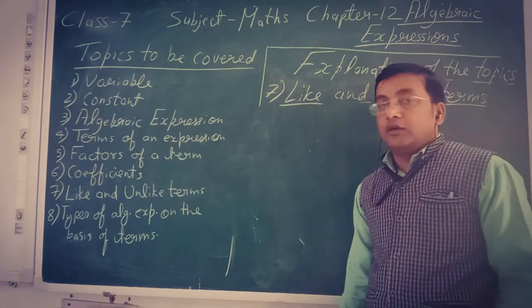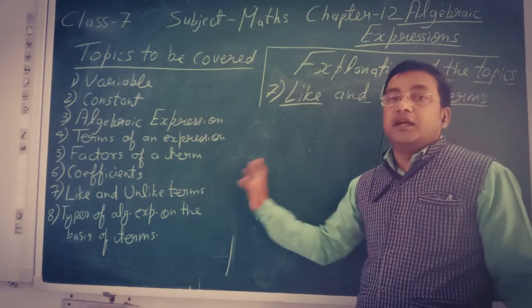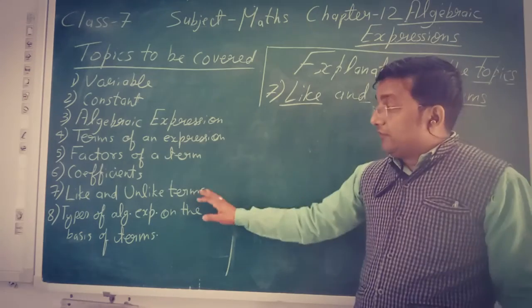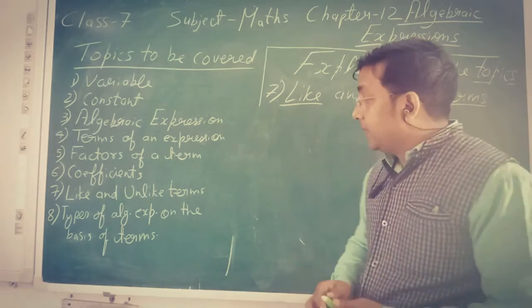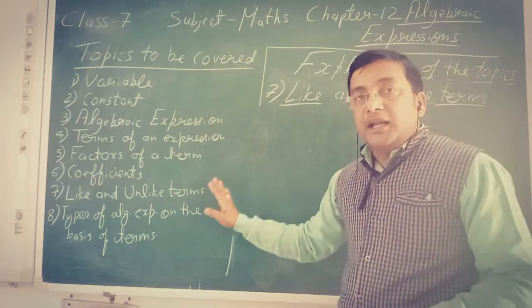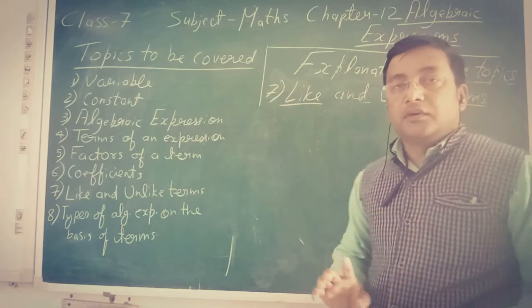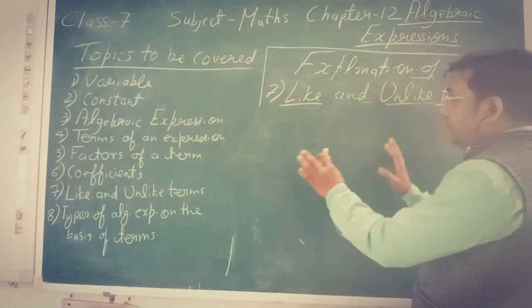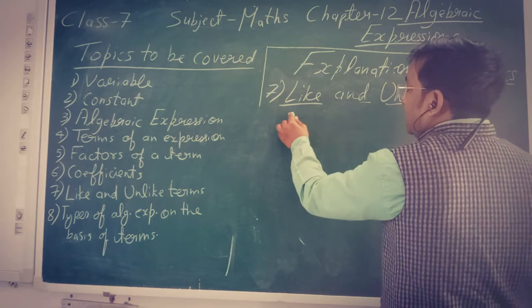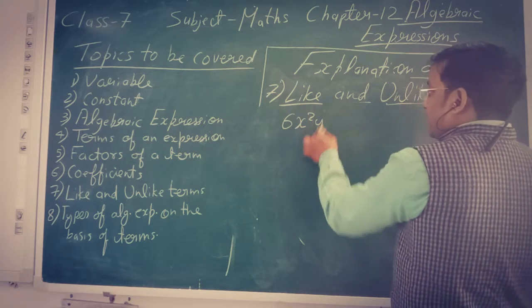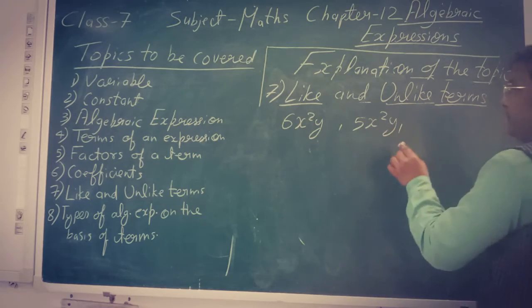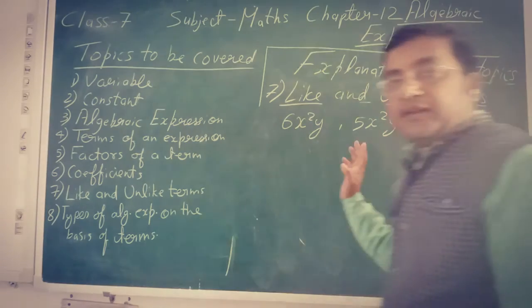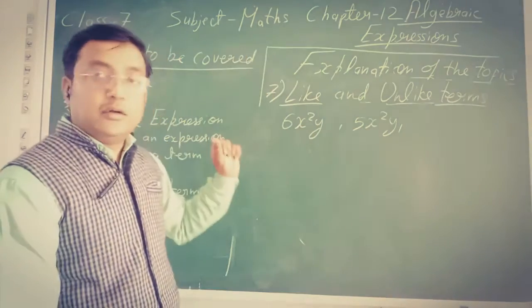Now, a very important topic of this chapter, the like and unlike terms. This will be very helpful when we study the operation on algebraic expression. Let us take the like term first of all. If I have to explain to you, let me take two terms here, 6x square y and 5x square y. If I have to check whether these two terms are like or not.